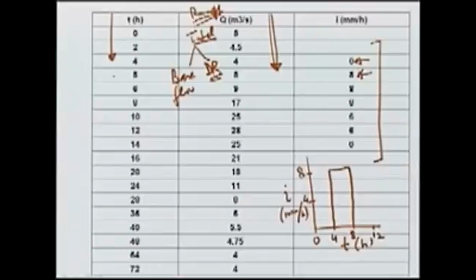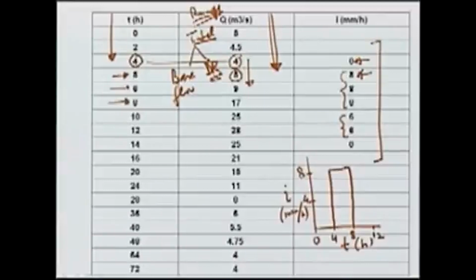Now, if we look at this at time t equal to 5, the intensity is 8, at 6 it is 8, and at 8 it is 8. Then at 10 hours and 12 hours the intensity is 6. So, by plotting, at 4 it is 0, but if we look at the runoff, we see that the runoff starts increasing at t equal to 4. So, from 4 it goes up to 5, that means the rainfall has started roughly at about 4 hours.